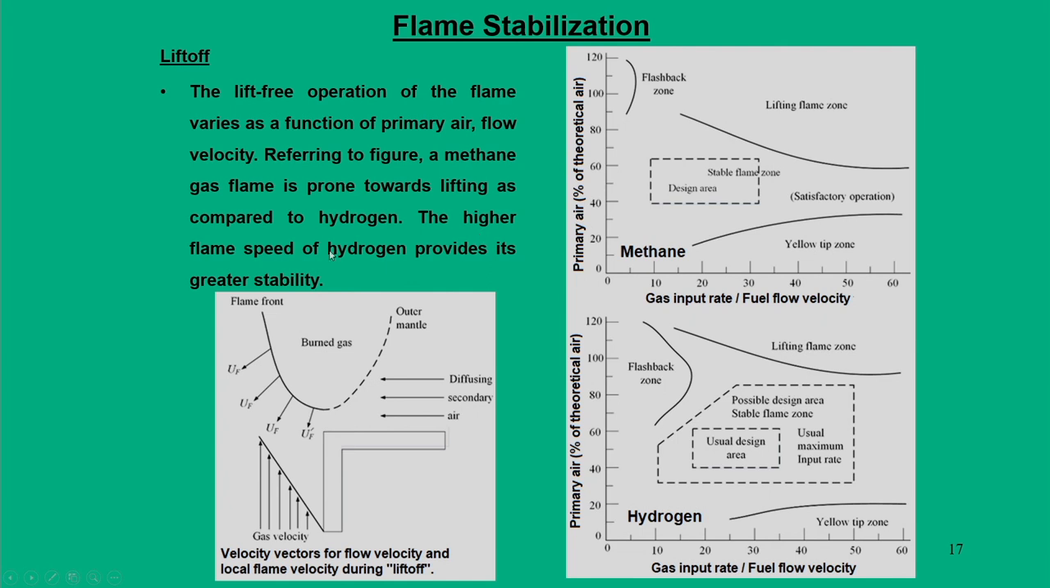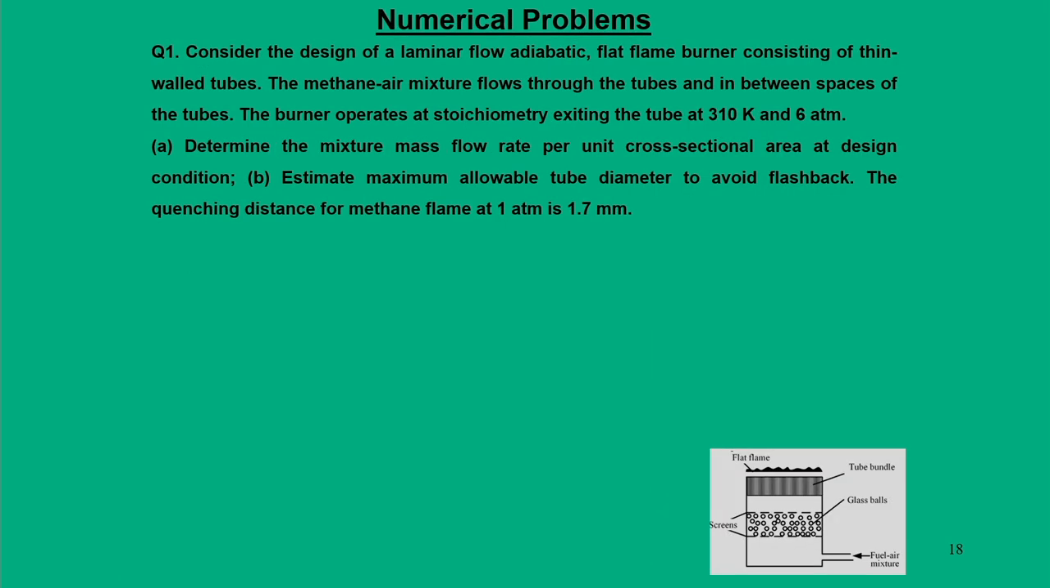So the higher flame speed provides greater stability for hydrogen in terms of lift-up, since the flame speed is higher for hydrogen, it is more stable than methane. So this is the most important aspect, the higher flame speed of hydrogen provides greater stability with respect to methane. This logic is also true for other types of fuels. Now with this, we are in a position to discuss some numerical problems on what we have understood so far.